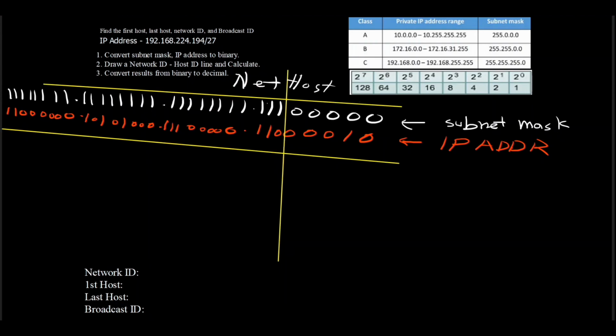So again, we're going to start our calculation with the network ID. As we learned previously, the network ID is set to all zeros in the host part. So 1, 2, 3, 4, 5, since we have 5 here, and the network part will be exactly the same. This is 3 here.